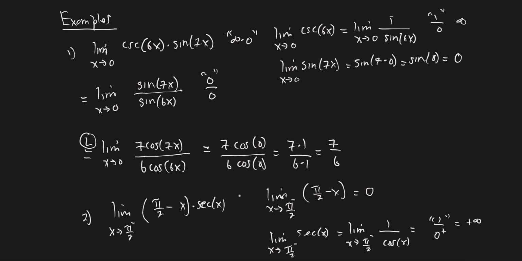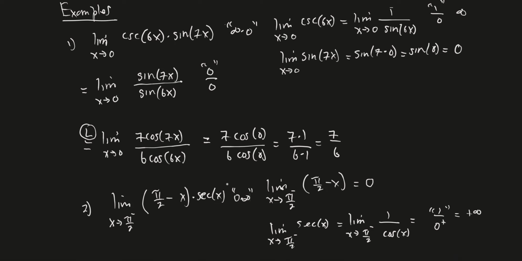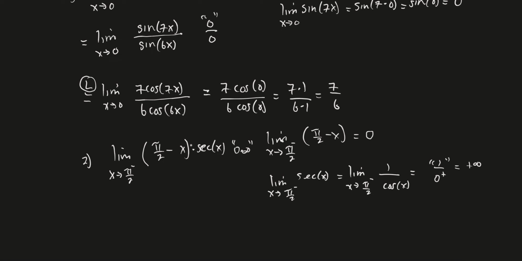So we do have the same kind of, in this case, 0 times infinity form. How do we turn this into 0 over 0? Well, do the same thing we did there. Rewrite secant as 1 over cosine.